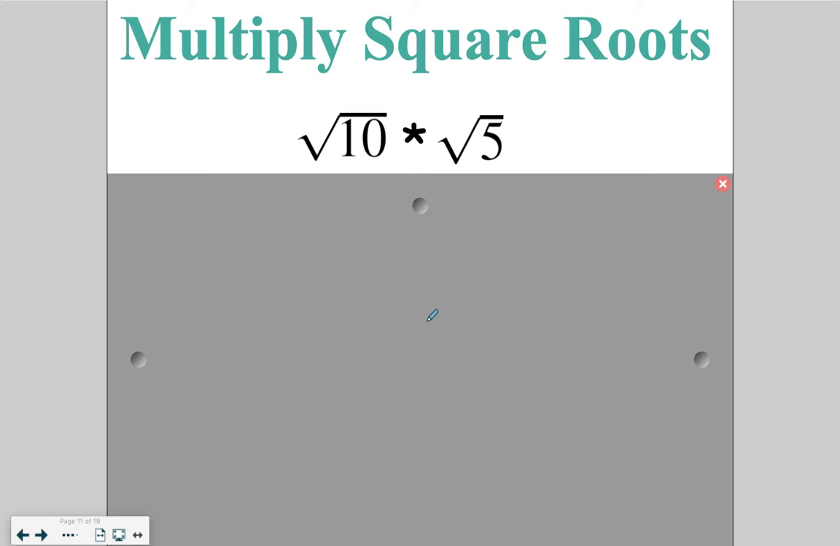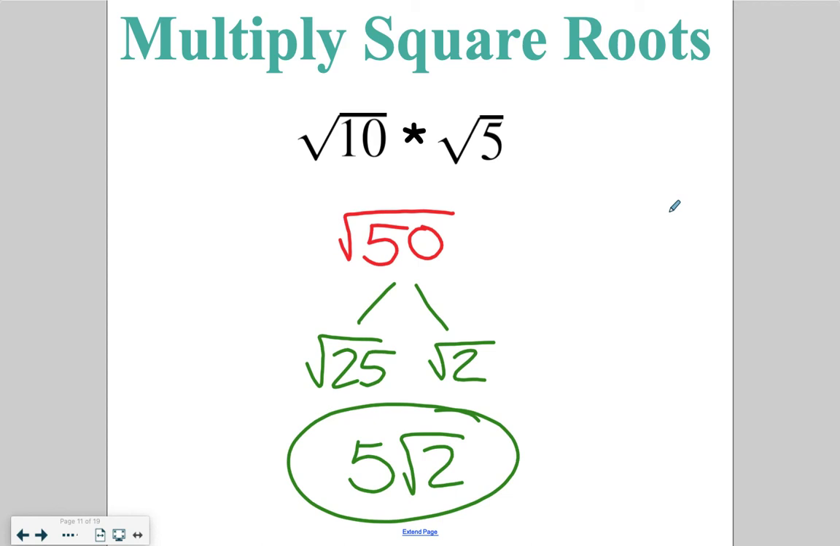Go ahead and try this one on your own. Multiplying, you're going to end up with 50, which can be split into 25 and 2, so you end up with 5 square roots of 2.